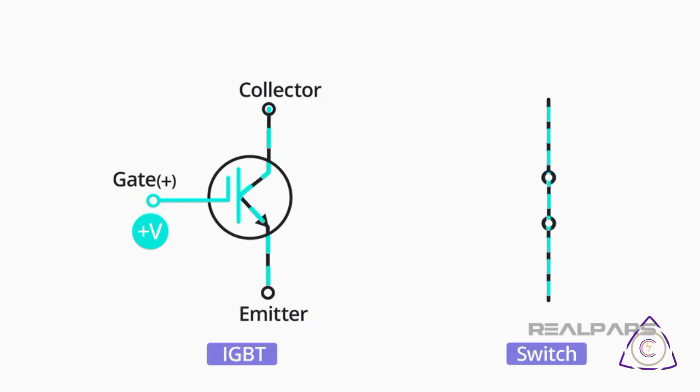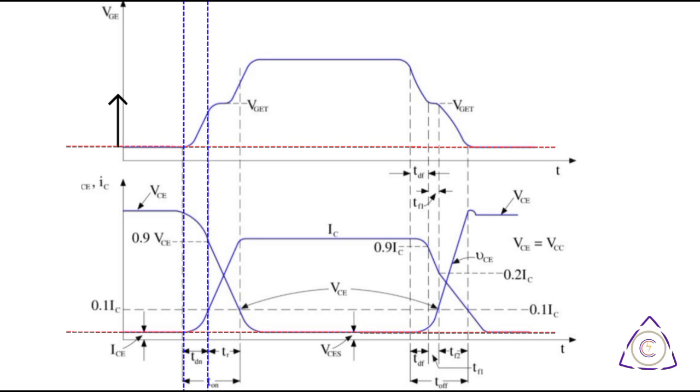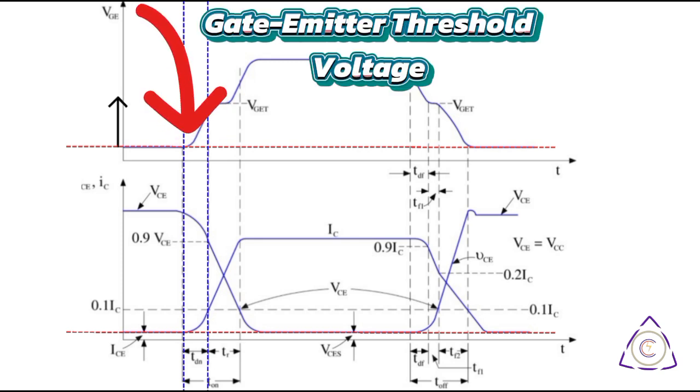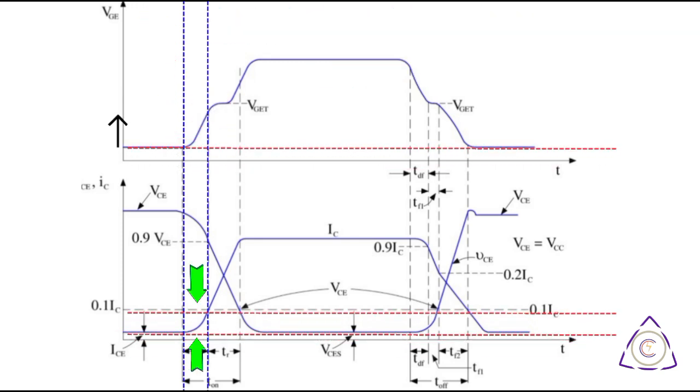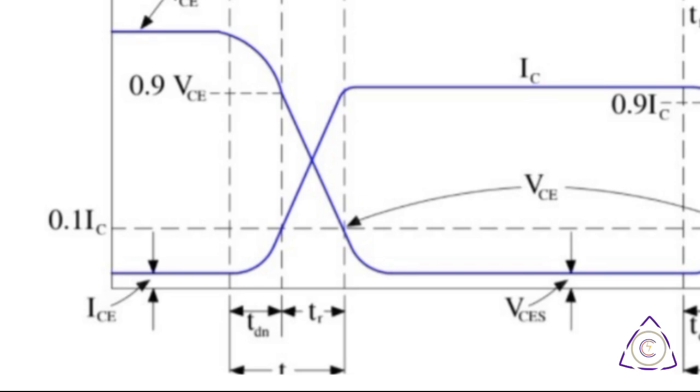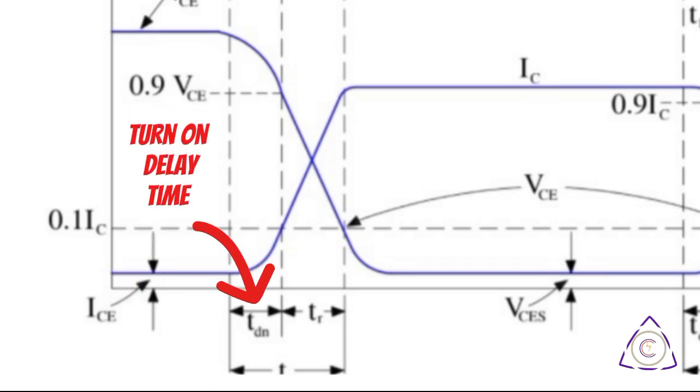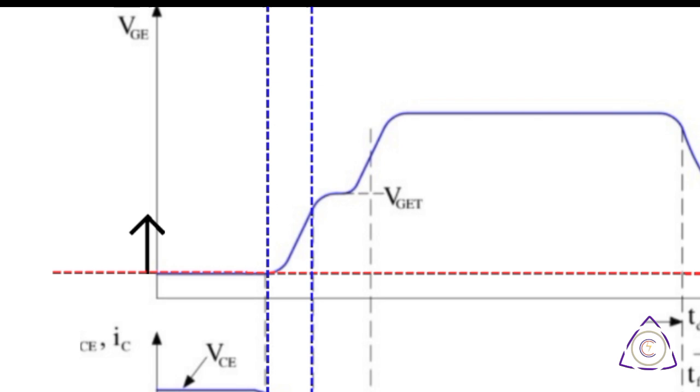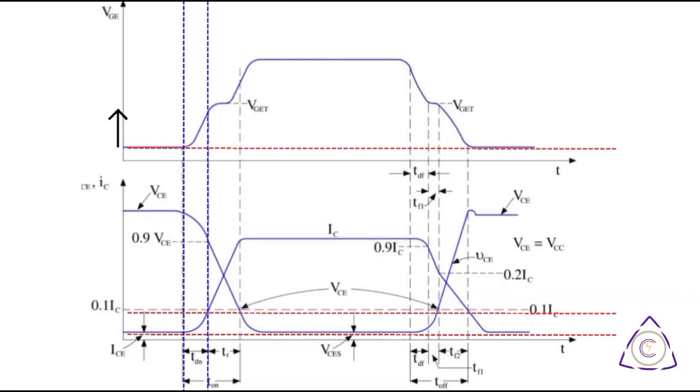Starting with the turn-on process. When VGE rises and crosses the gate emitter threshold voltage, the IGBT begins to conduct. There's a short delay here called the turn-on delay time, or TDN. VGE has risen, but the collector current hasn't started to increase just yet.